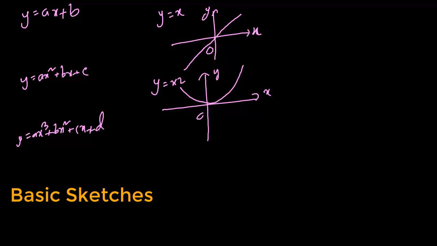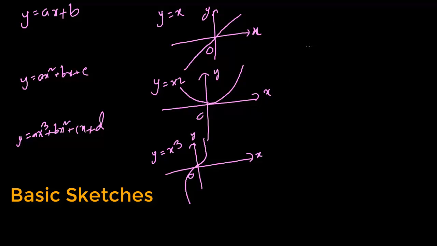The next one is a cubic, y equals ax cubed plus bx squared plus cx plus d. So if I put d equal to 0, c equal to 0, b equal to 0, and a equal to 1, we get a cubic picture, y equals x cubed. And specifically, this is what the shape looks like. Memorize this. It will be very useful.